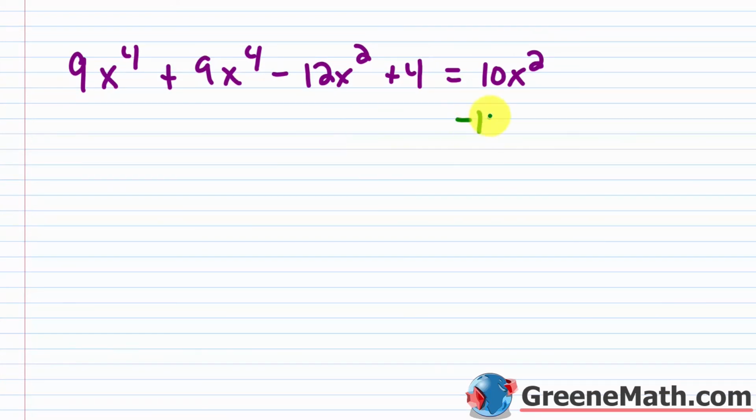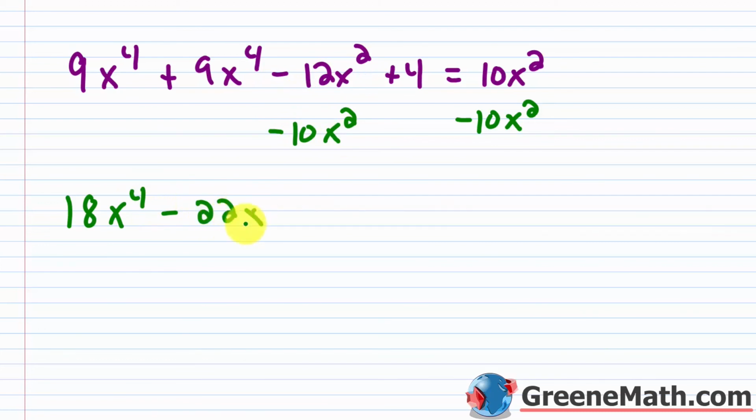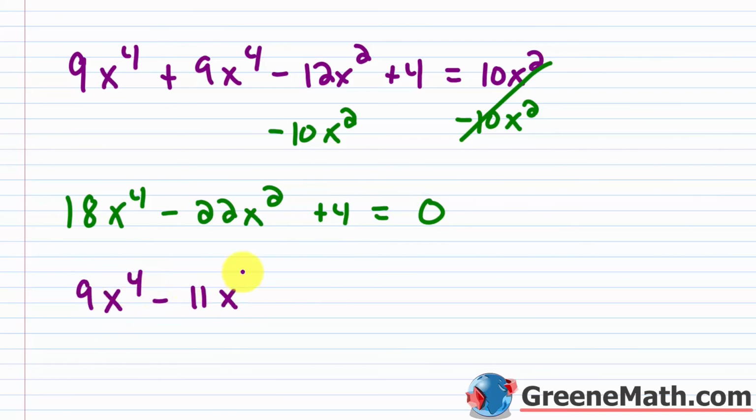I'm going to subtract 10x squared away from each side of the equation. And I'm going to say that 9x to the 4th power plus 9x to the 4th power is 18x to the 4th power. Negative 12x squared minus 10x squared would be minus 22x squared. Then we have plus 4, and of course this cancels, so it's equal to 0. You can immediately see that we can divide everything by 2. And so this would be 9x to the 4th power minus 11x squared plus 2 equals 0.